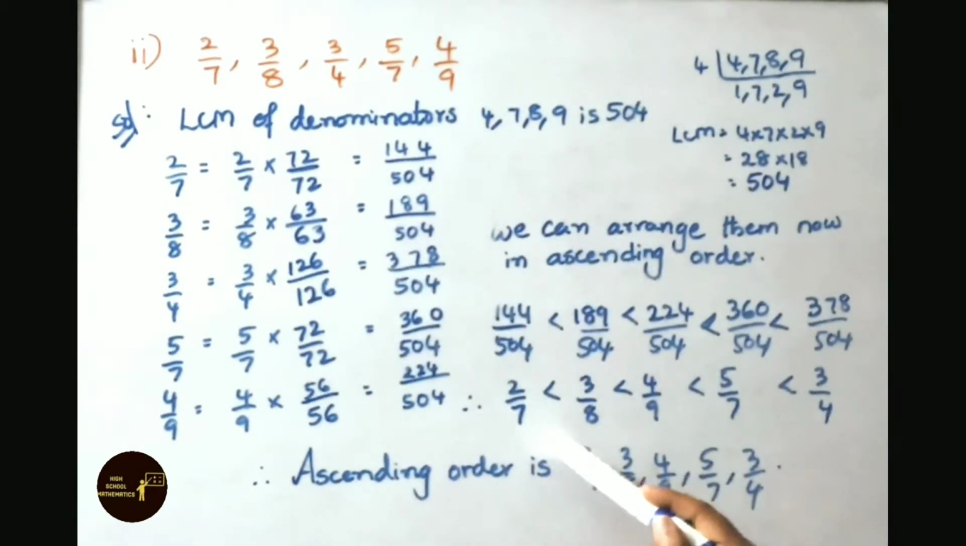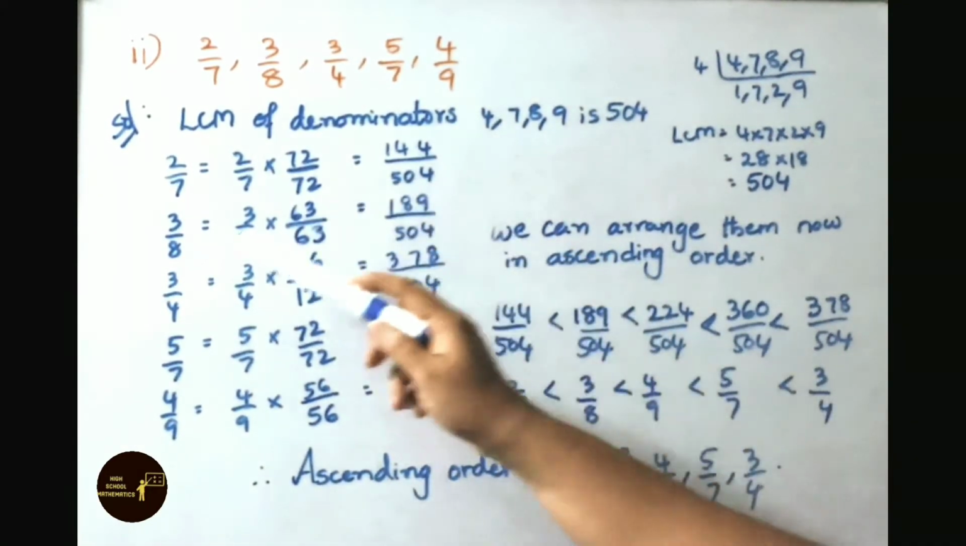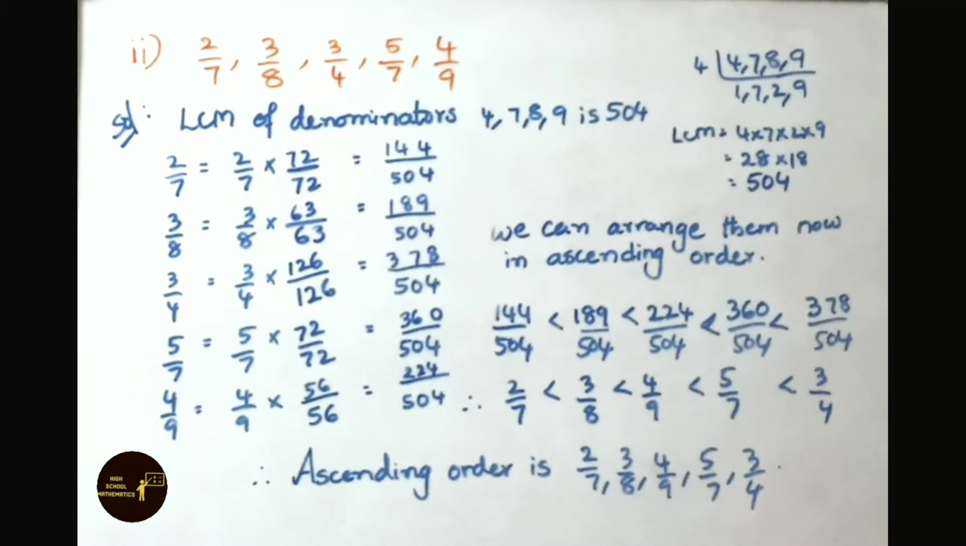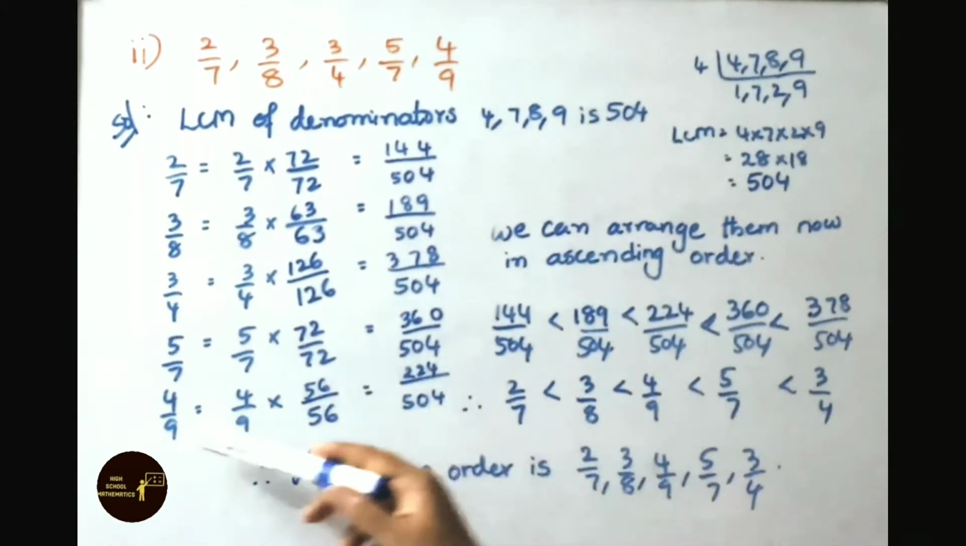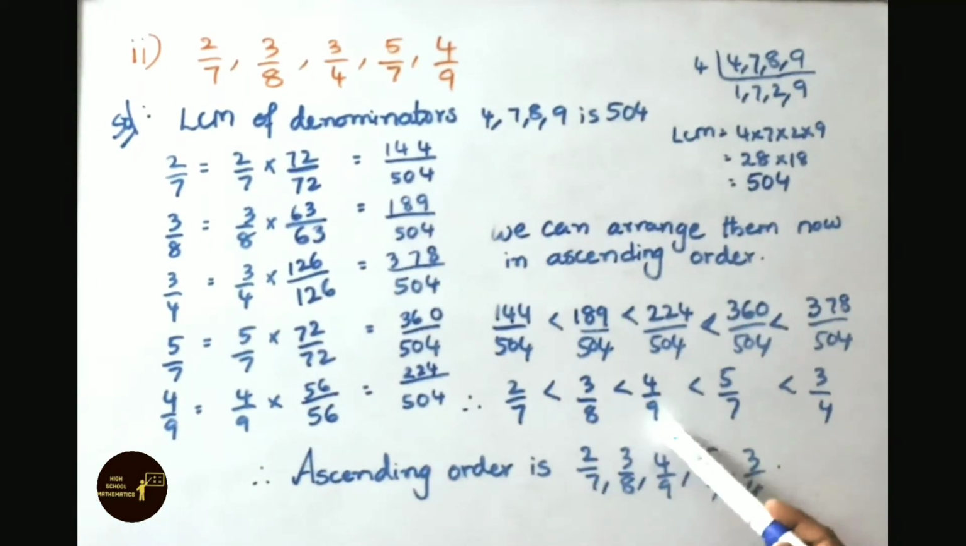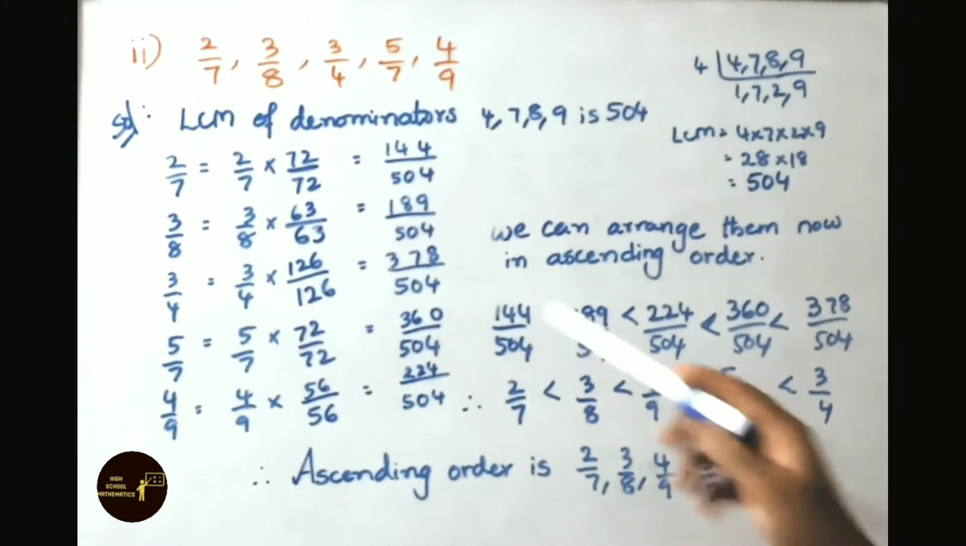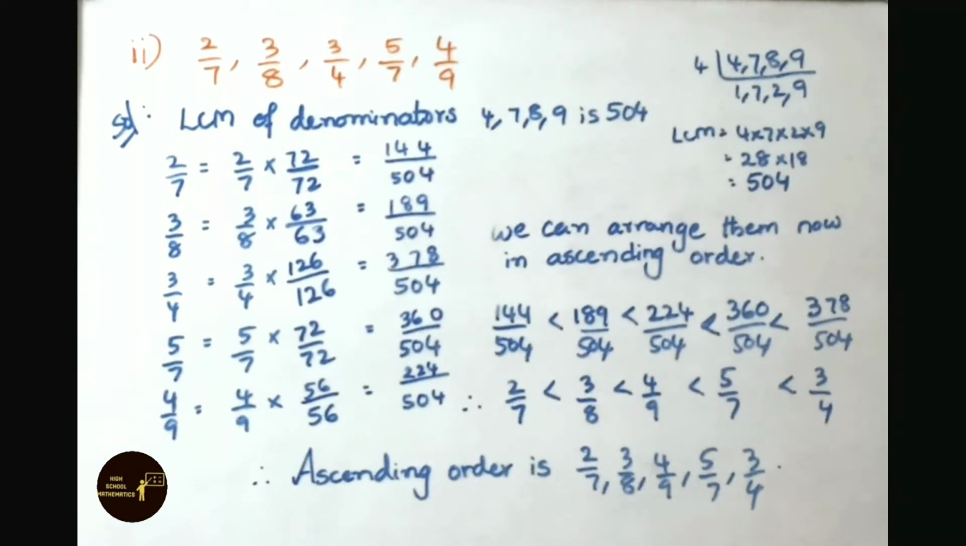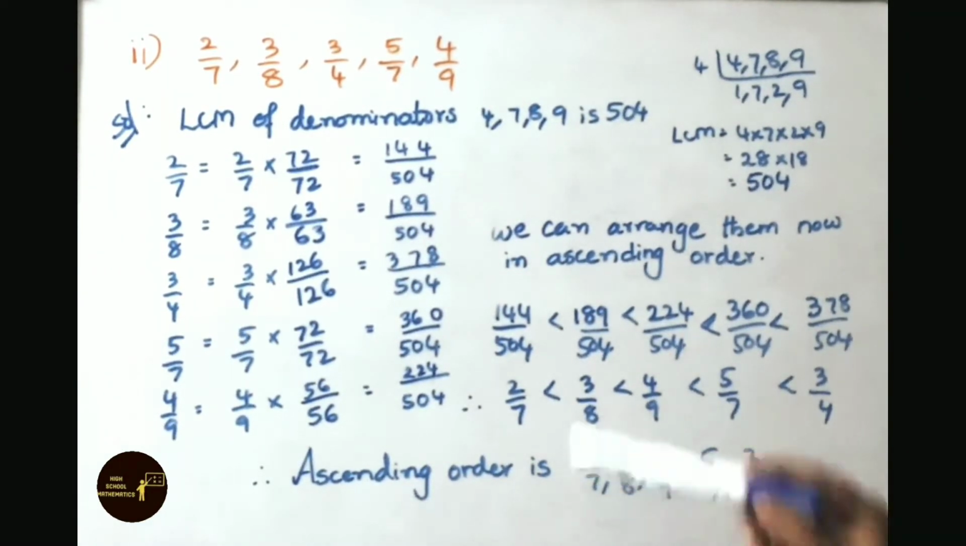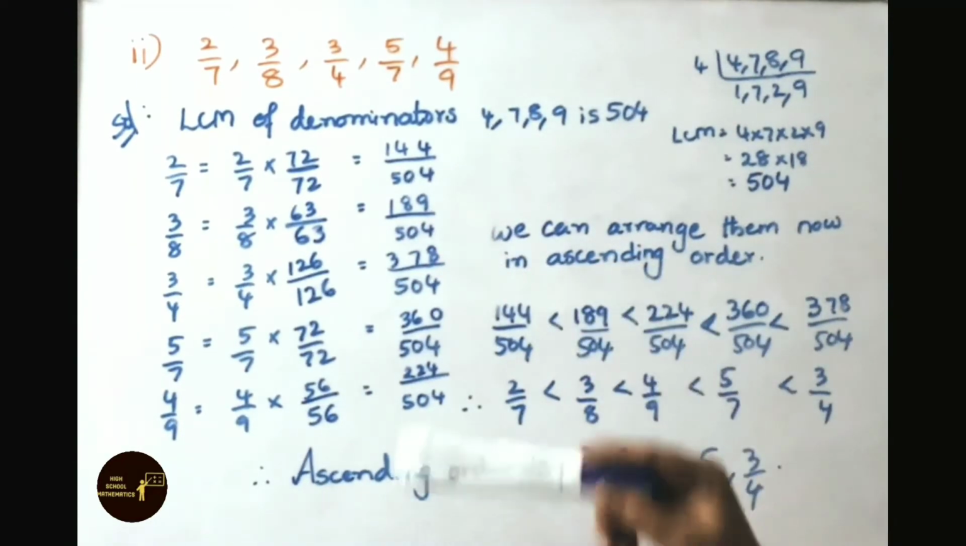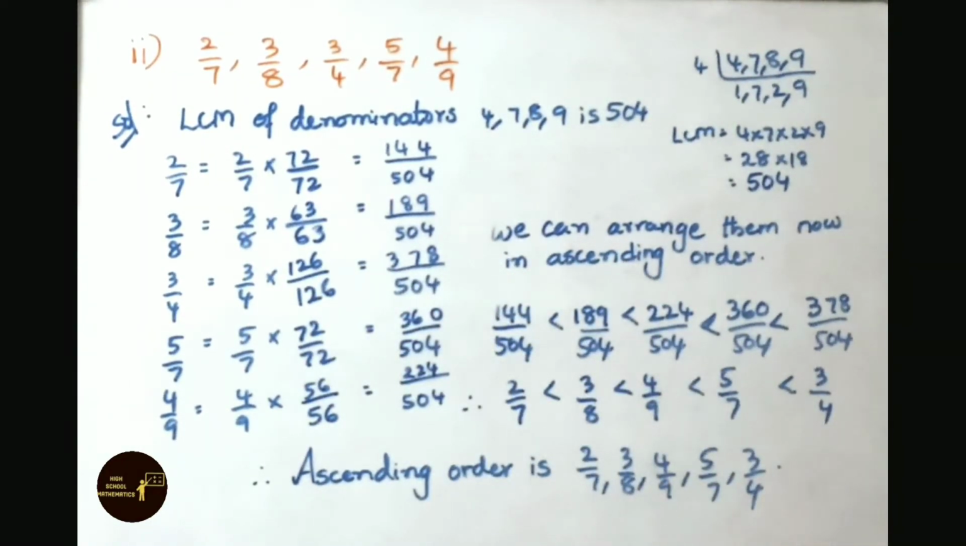144 means 2 by 7, that is less than 189 means 3 by 8. So write down 2 by 7 is less than 3 by 8. 224 means 4 by 9. So 3 by 8 is less than 4 by 9. 360 means here 5 by 7. So 4 by 9 is less than 5 by 7. And last 378 by 504. That means 3 by 4. Therefore, ascending order is 2 by 7, 3 by 8, 4 by 9, 5 by 7 and 3 by 4.